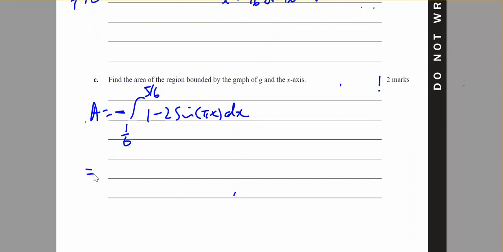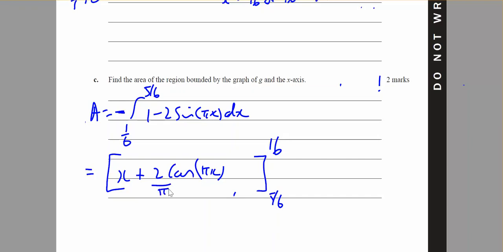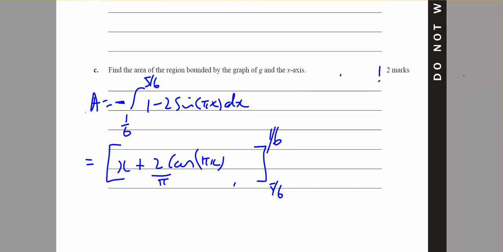So I'm going to turn that into 5/6 down here and 1/6 up there, and then turn it into positive. So the integral of 1 is x. The integral of sine is negative cos, so plus 2 cos of pi x, and my a value is pi, so I need to divide by pi, from 1/6 back to 5/6.